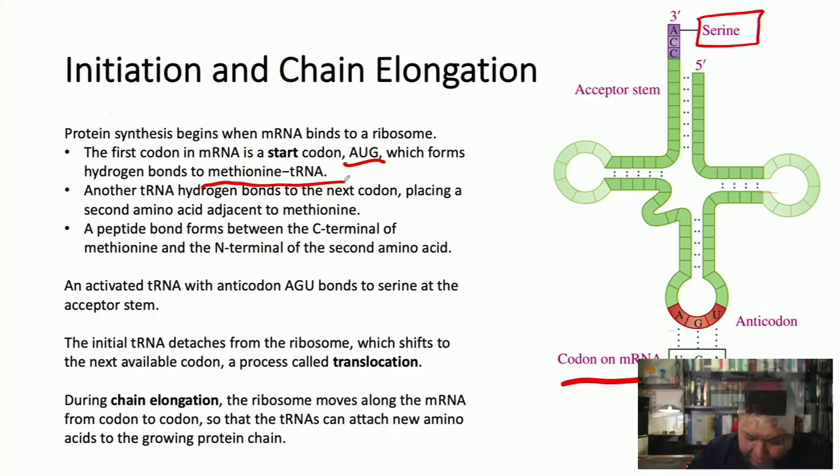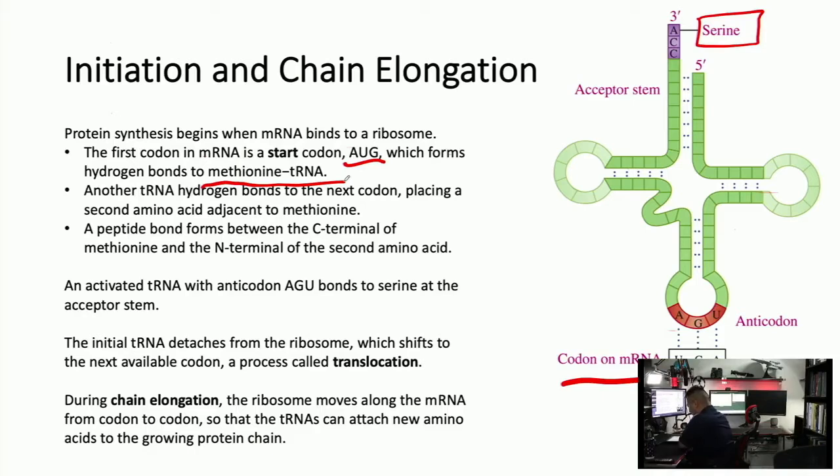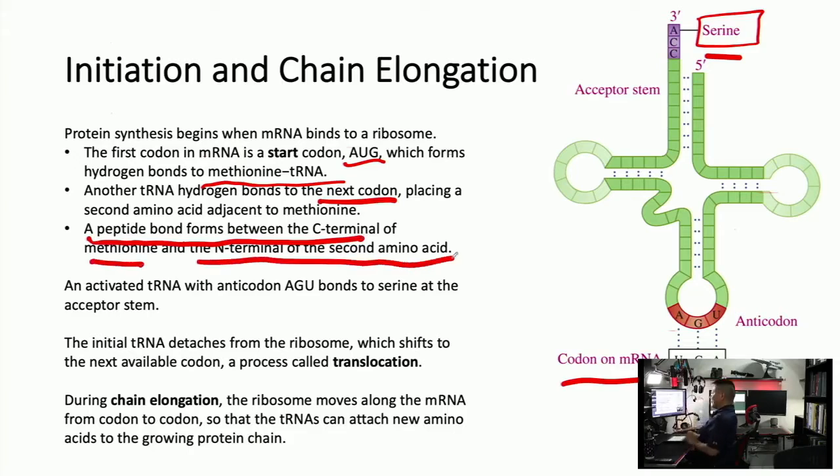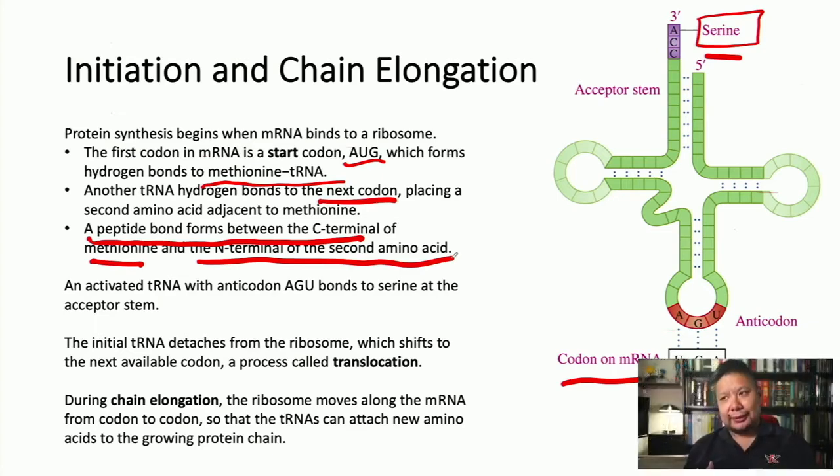And then after that, you can elongate the chain from the methionine, say with a serine, by bringing in more tRNAs with the next complementary codon. And a peptide bond forms between the C-terminal of the methionine and the N-terminal of the second amino acid. So you use that high energy bond from the amino acid connected to tRNA to then form the peptide bond that holds two amino acids together, which was an amide bond too. Remember, it's this little guy right here from the previous slide.